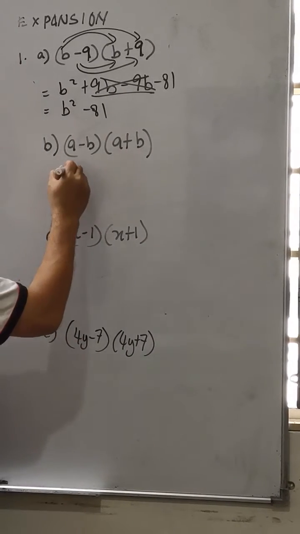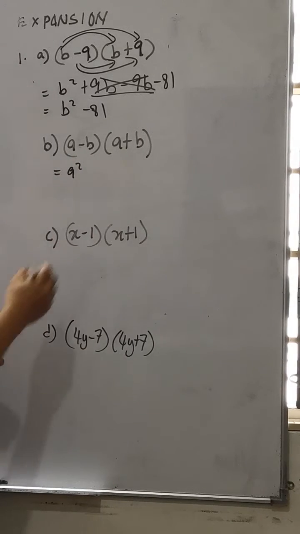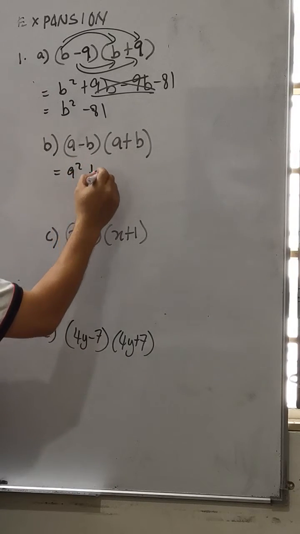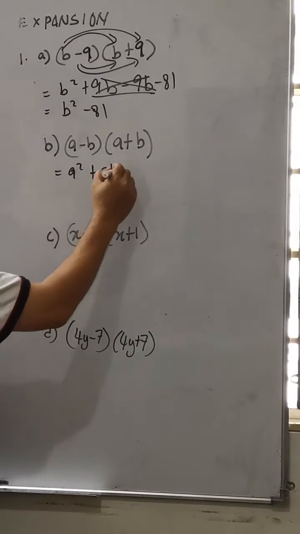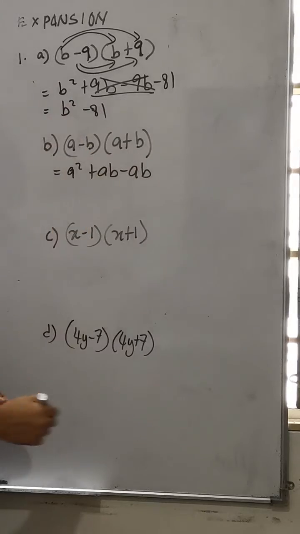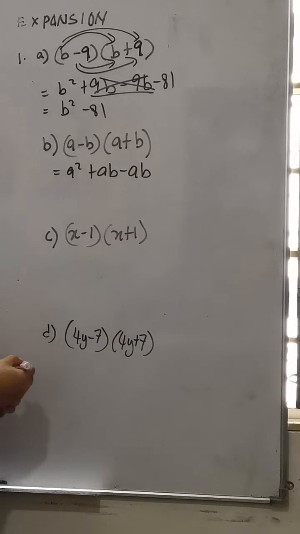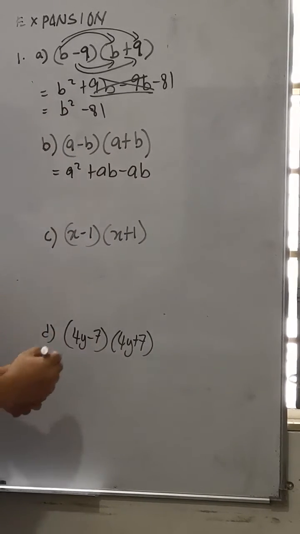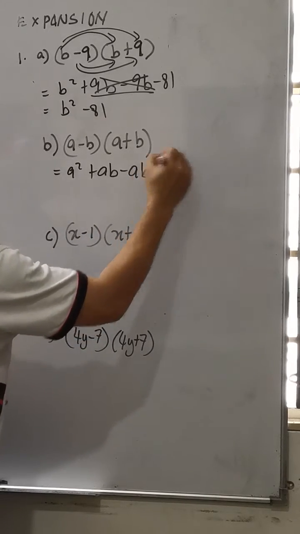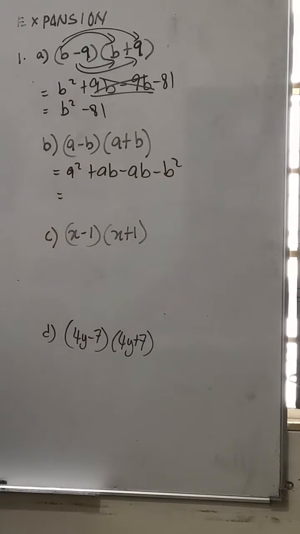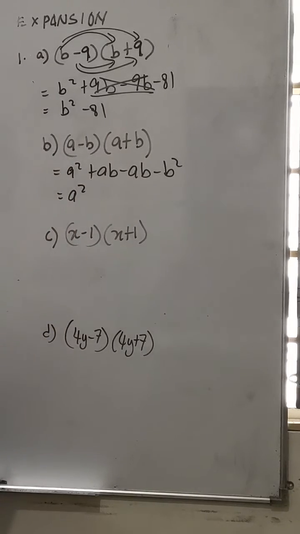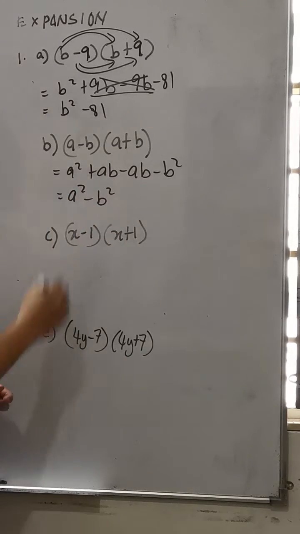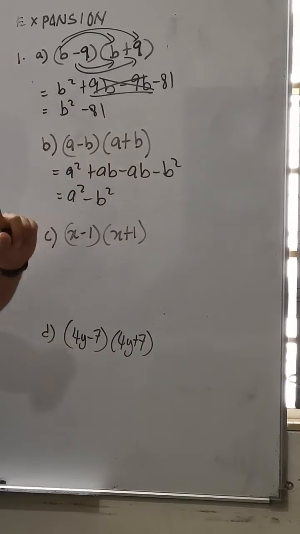a squared, okay, plus ab, correct. Minus ab, same also. Okay, and plus a minus b squared. Okay, simplify. a squared, okay, minus b squared, because ab minus ab becomes 0.